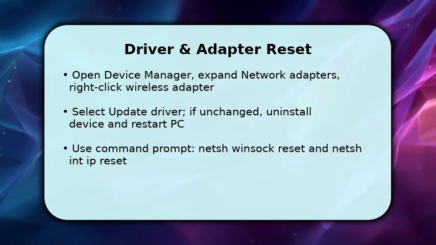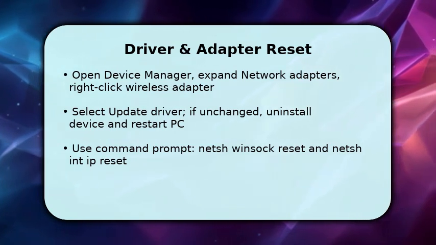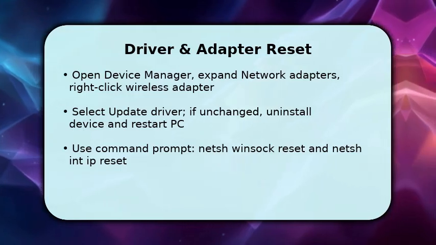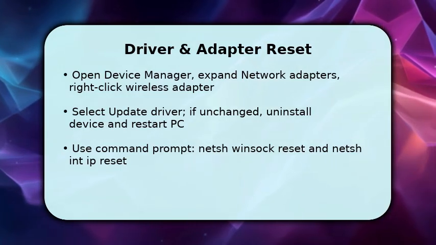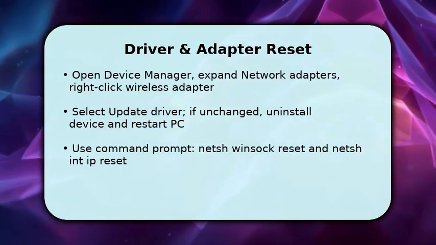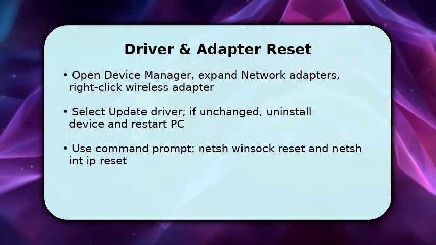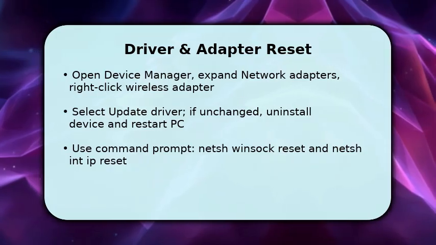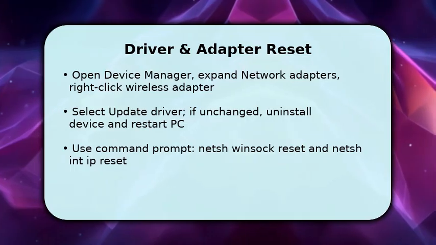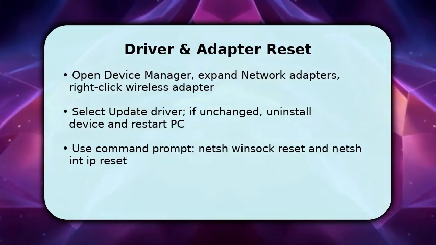Next, focus on the adapter and drivers because corrupted drivers cause most persistent drops. Open Device Manager and update the wireless adapter driver. Windows may fetch a newer version. If updates don't help, uninstall the adapter and restart so Windows reinstalls clean drivers. Also run Command Prompt as admin and execute netsh winsock reset and netsh int ip reset. This clears socket and IP stack issues that block connections. Make sure to restart after those commands to apply changes and retest Wi-Fi.